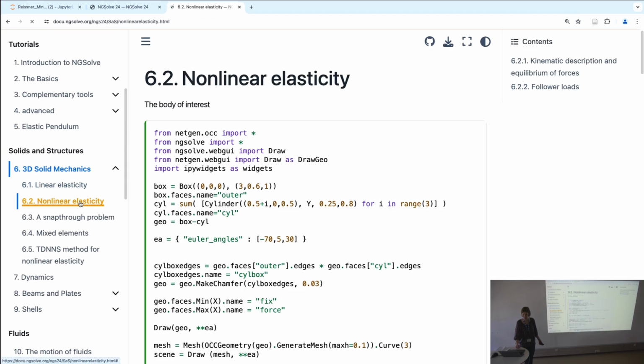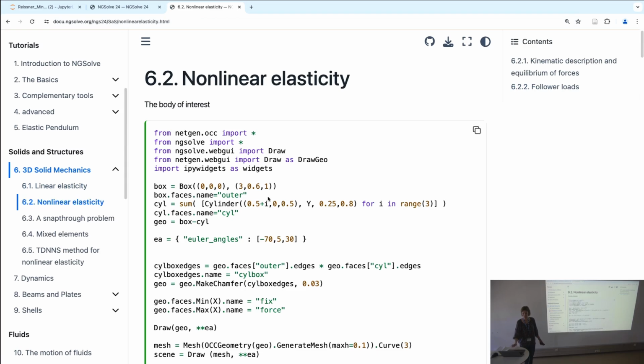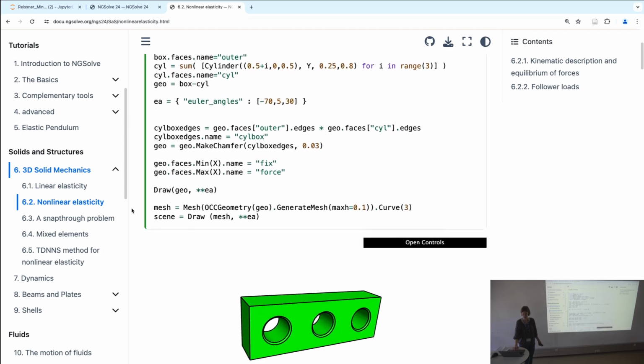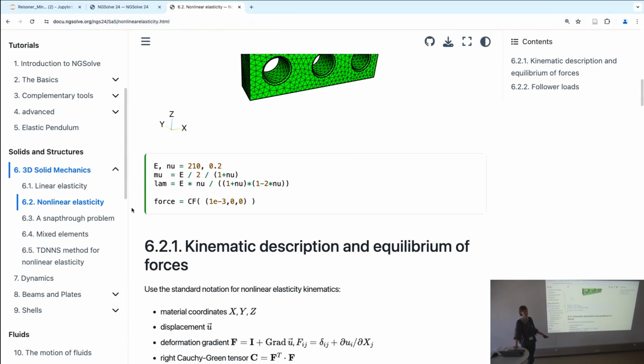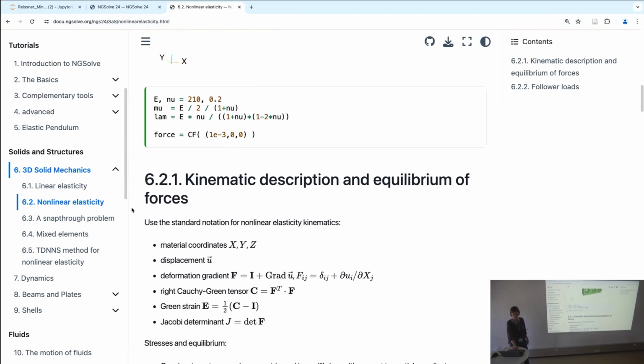Then we go to nonlinear elasticity. And here we see that it's essentially exactly the same. There's not much we have to change if we go from linear to nonlinear elasticity regarding the NGSolve framework.